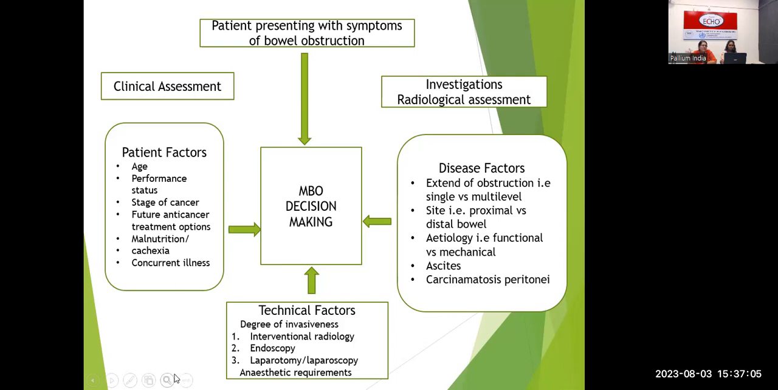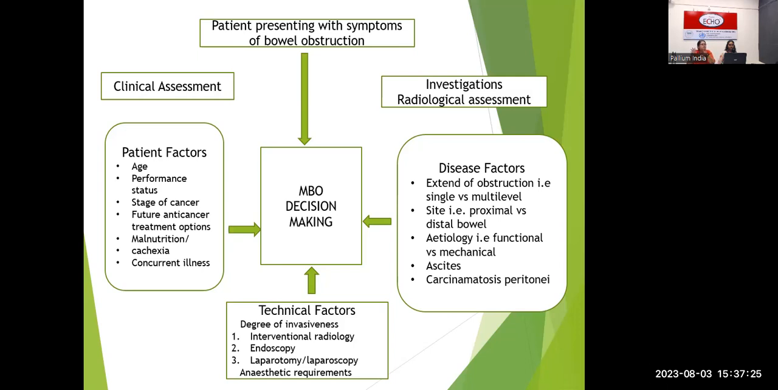So for the patient factors, again, you have to remember the performance status, the age, the stage of cancer, and the future anti-cancer treatment that you're going to do. See, after resection, you may have to give some radiation or chemotherapy. Will he be able to tolerate all these things? When you see the patient, you should be able to make out.